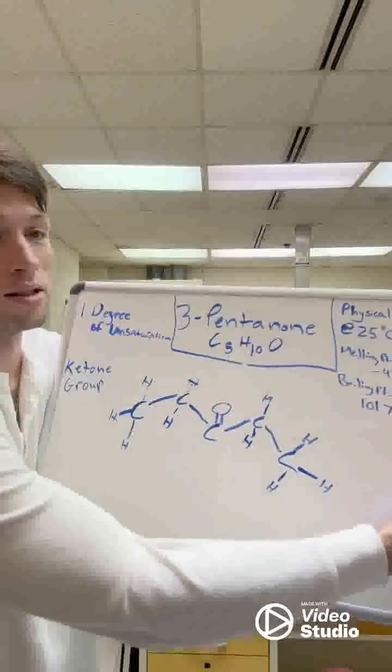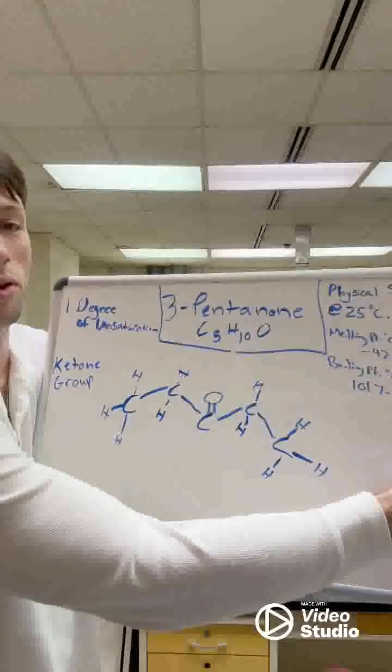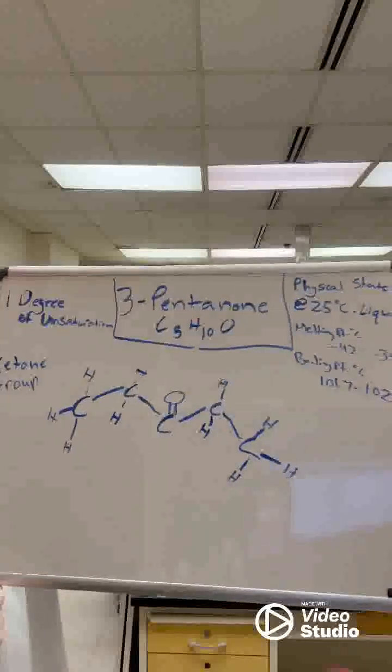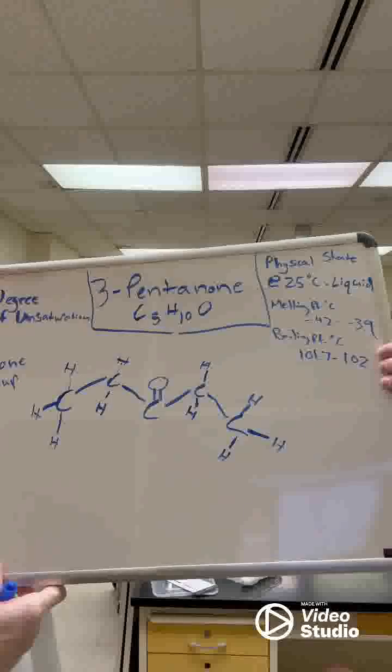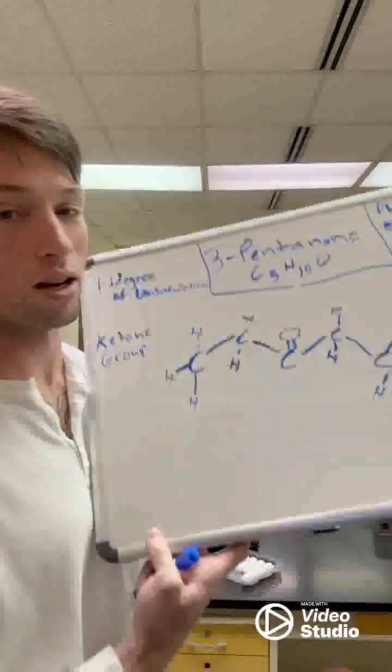So that way we can see that we have our 15 sigma bonds and 1 pi bond, where our 1 pi bond attributes to our degree of unsaturation. So we'll go ahead and build this structure with our Snatoms, just so we can have a visual representation.